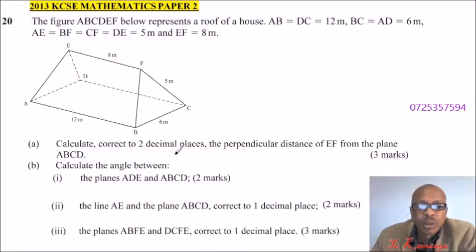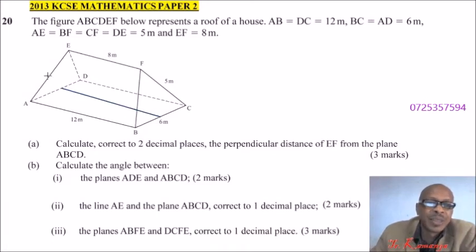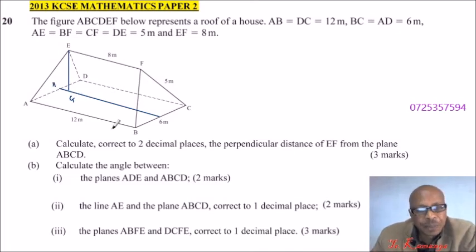Part A: calculate, correct to 2 decimal places, the perpendicular distance of EF from the plane ABCD. So the perpendicular distance is the distance from here to the plane ABCD. What we do is draw a line here which passes through the middle, and then we drop a perpendicular line here, like that. Let's label these points G and H. Now, since we are required to calculate the perpendicular distance, what do we know here? This side here is 5 centimeters.